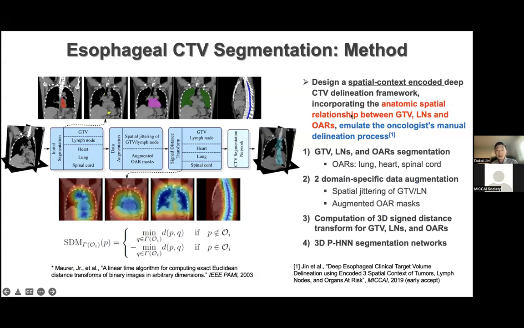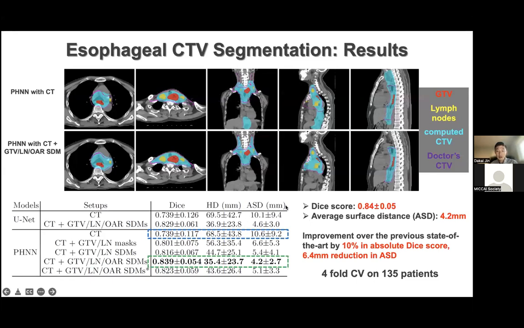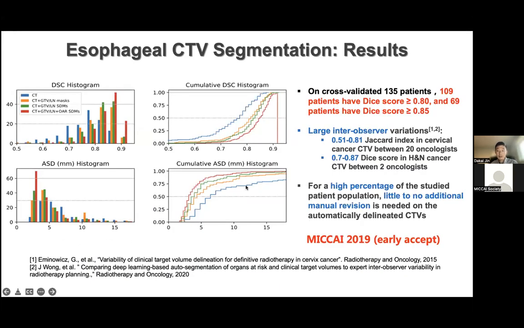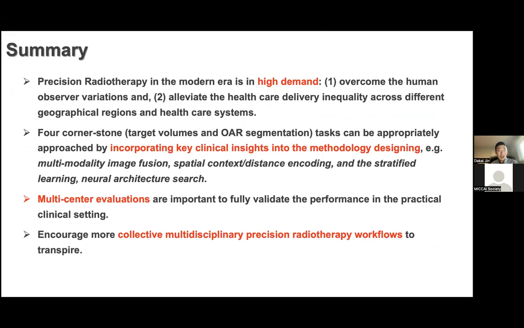So in MICCAI 2019, they proposed a spatial context encoded model for esophageal CTV segmentation, where they encode the distance transforms of the tumors, lymph nodes, and some organs at risk together with the CT image to infer the CTV boundaries. Here are some quantitative results. We see that there's a 10% absolute Dice increase compared with using only the CT as input. This clearly demonstrates the distance model's advantage. Here are some detailed analyses. Okay, so that's all.